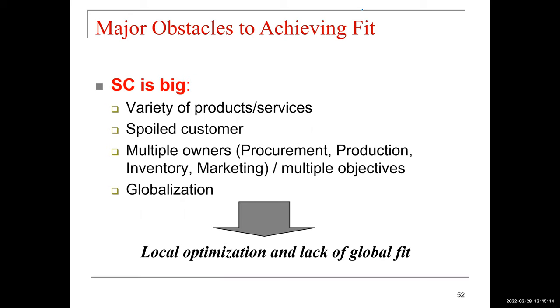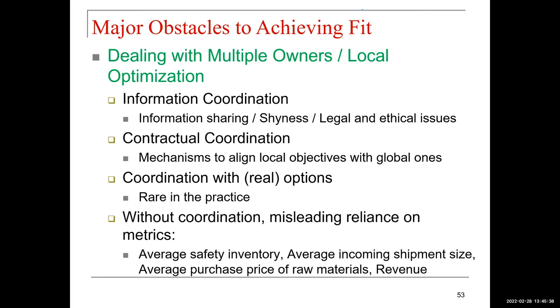Major obstacles to achieving fit. Supply chain is big, variety of product services, spoiled customers, multiple owners, multiple objectives, globalization. So this will have a local optimization, forcing decisions to be made focusing on only one area of the supply chain and a lack of global fit. Dealing with multiple owners and local optimization. So we have lack of information coordination, contractual coordination, coordination with real options, and without coordination, misleading reliance on metrics. All of these things will affect your efficiency in terms of having a good or an efficient supply chain.